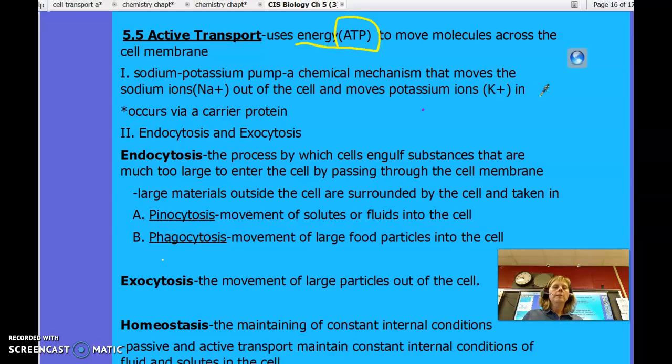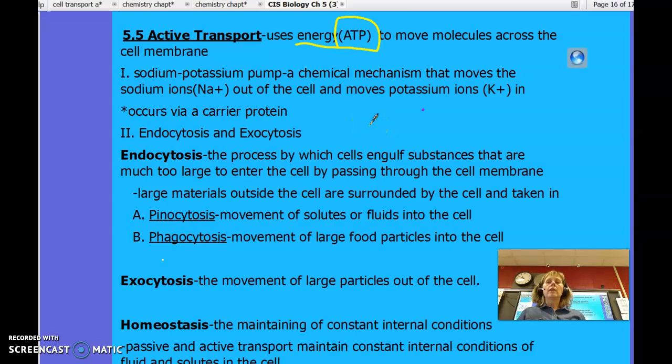So there's a sodium-potassium pump, which is a membrane protein, a carrier protein that has a very specific job. And it is for moving sodium and potassium ions through that cell membrane to maintain that balance. So moving sodium ions out and moving potassium ions in. There has to be a balance. And a lot of times it's moving these against the concentration gradient, so it requires energy.